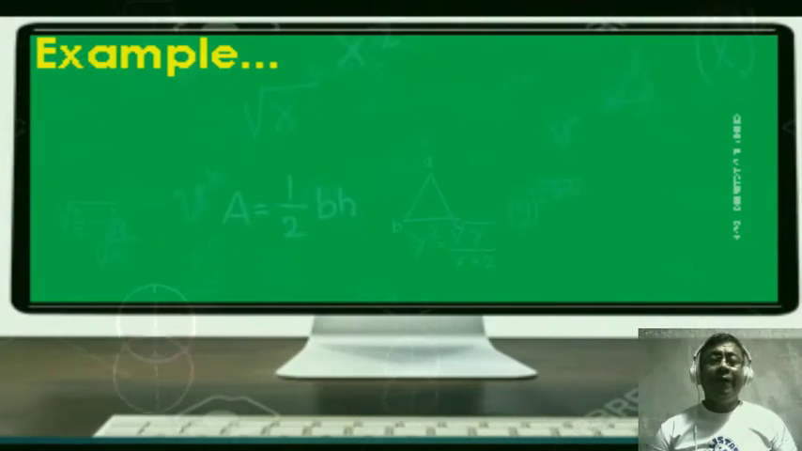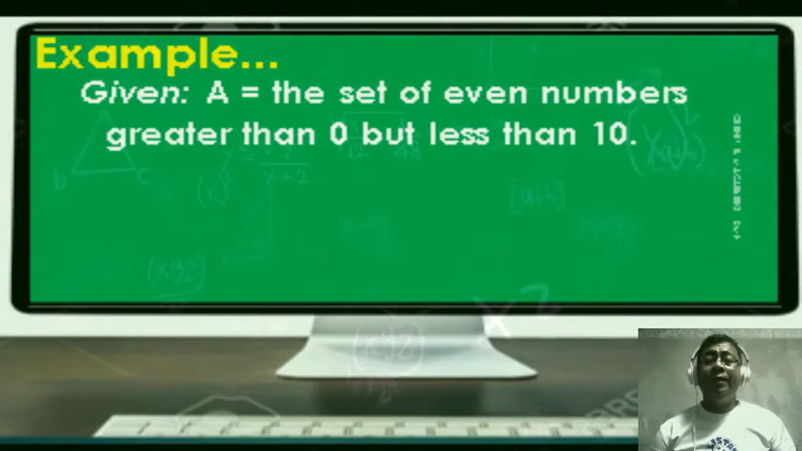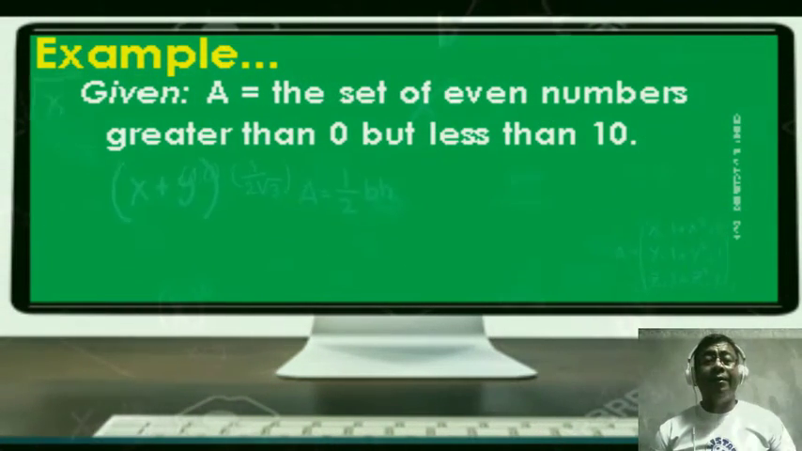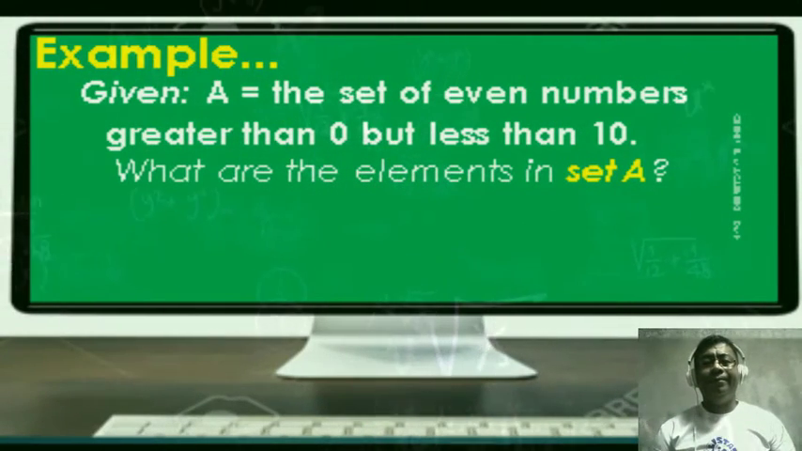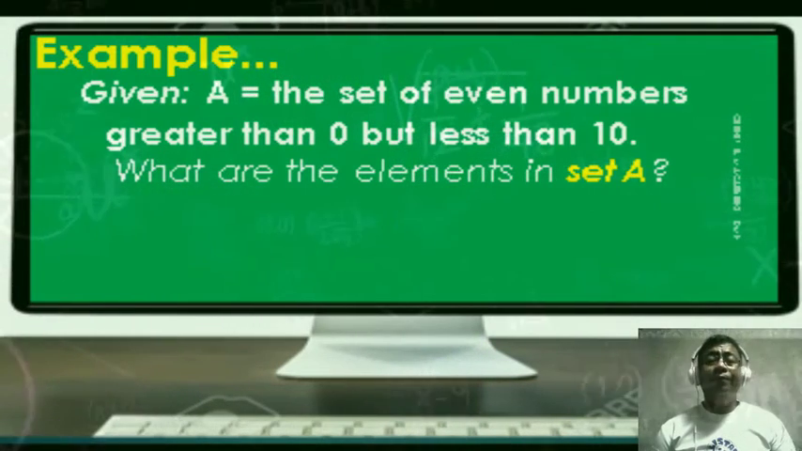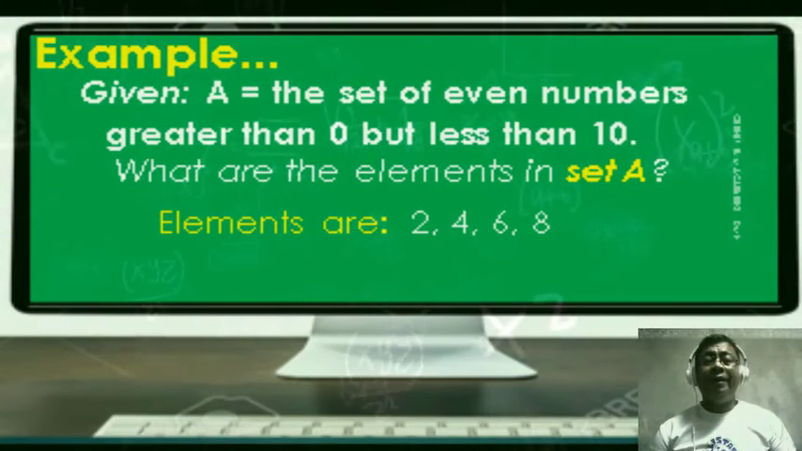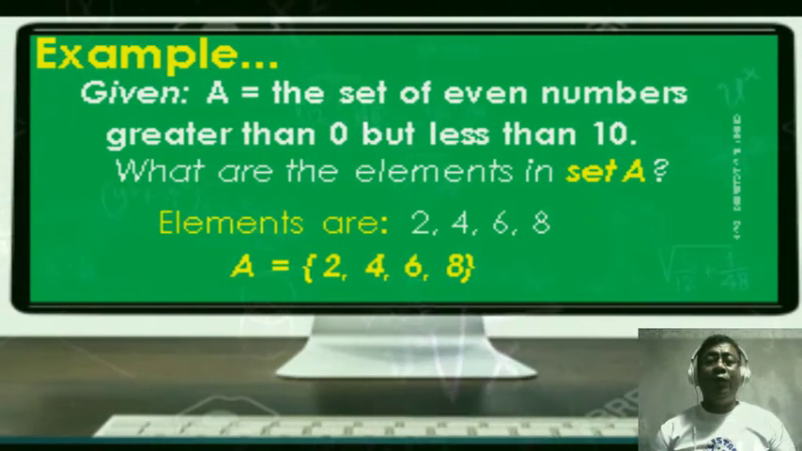Let's have a simple example. Given set A is equal to the set of even numbers greater than 0 but less than 10. What are the elements in set A? Yes, we have 2, 4, 6, 8. Take note, 2 is greater than 0 and 8 is less than 10. So we only have 4 elements here. Therefore, set A is equal to the set of 2, 4, 6, and 8.